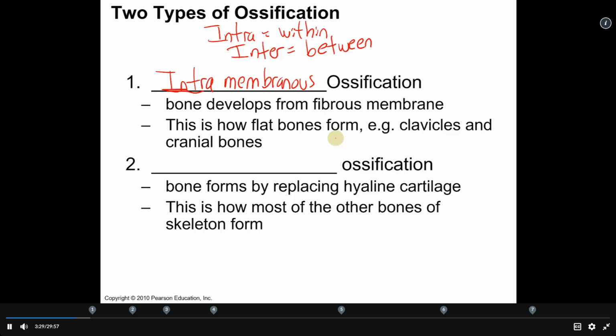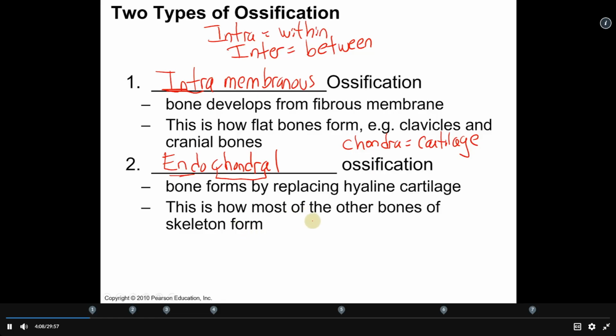The other type of ossification is called endochondral ossification. Now here, chondra, remember when you see that, it means cartilage. And endo also means within. So endochondral ossification is when bone forms by replacing hyaline cartilage. So remember that the fetal skeleton is made of hyaline cartilage. In endochondral ossification, that hyaline cartilage is slowly replaced with osseous tissue or bone. This is how most of the bones in your skeleton form.